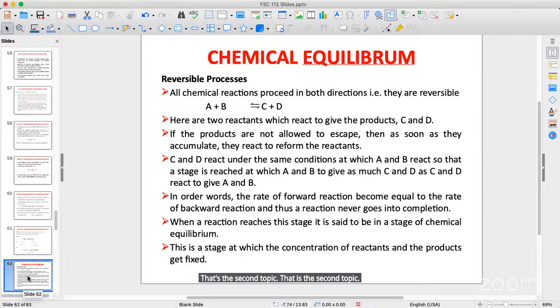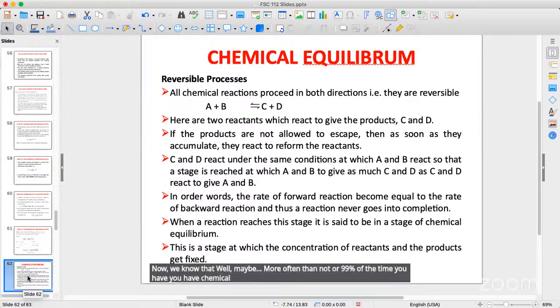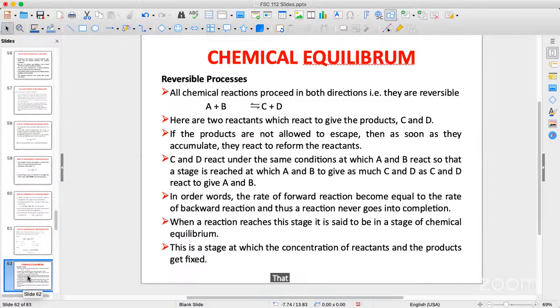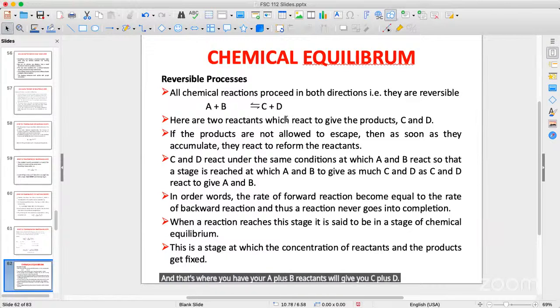Now, we know that 99% of the time, maybe even 99.9%, most chemical reactions proceed in both ways. They proceed in both ways. That is, you have a forward reaction, you also have a backward reaction. And that's what you have here. You have your A plus B reacting to give you C plus D. And C plus D is also reacting to give you back your A plus B.